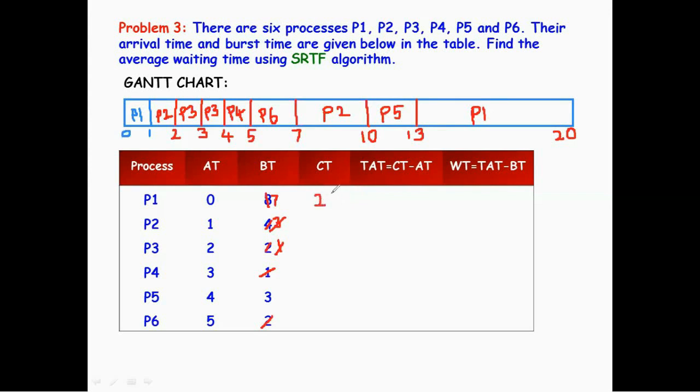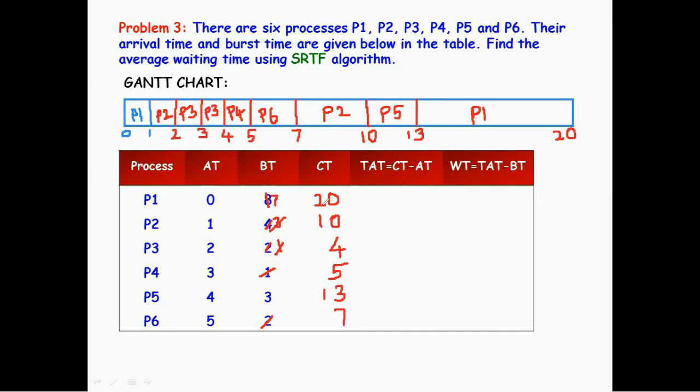Completion time of P1 is 20. The completion time of P2 is 10. The completion time of P3 is 4. For P4, the completion time is 5. For P5, the completion time is 13. For P6, the completion time is 7.